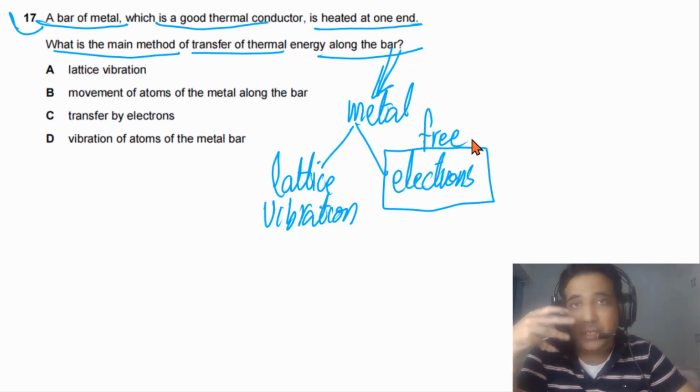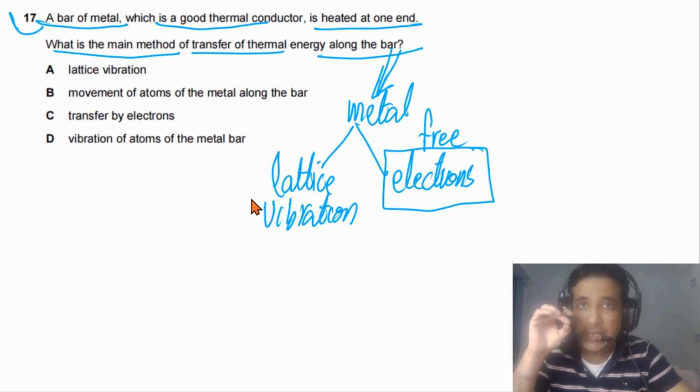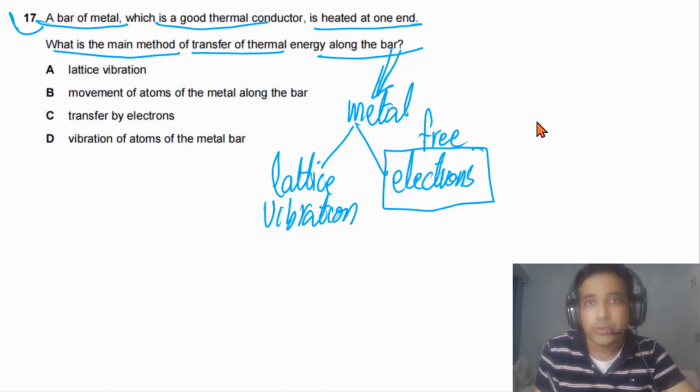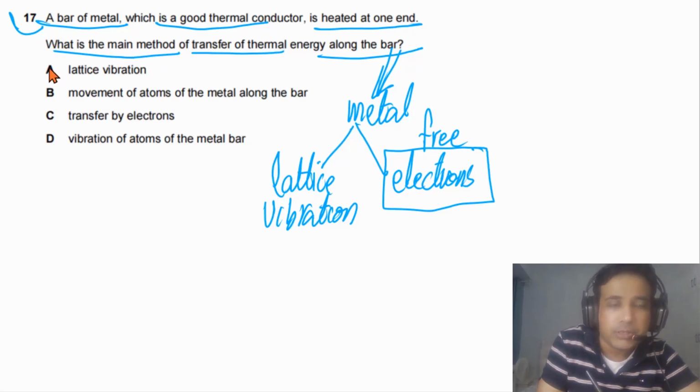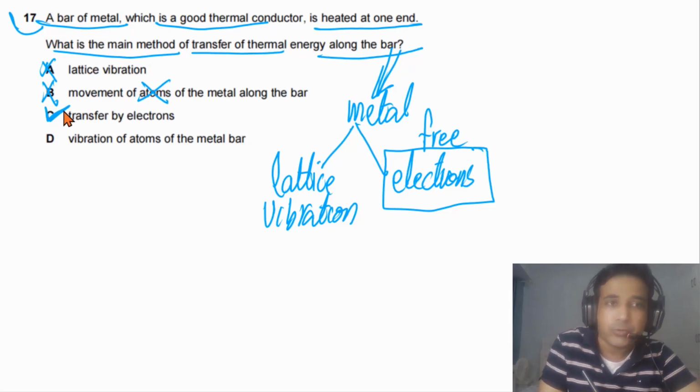That's the reason metals are good thermal conductors. In non-metals, energy is transferred by lattice vibration as well, but in metals it is due to lattice vibrations and also due to free electrons. So the main method of energy transfer in metals is due to free electrons. So if you look at option A, this is not correct. Movement of atoms does not happen at all, so this is also incorrect. Transfer by electrons, yes, because the main method of energy transfer in metals is by electrons. Metals are very good thermal conductors because they have a lot of free electrons. So this is the correct answer.